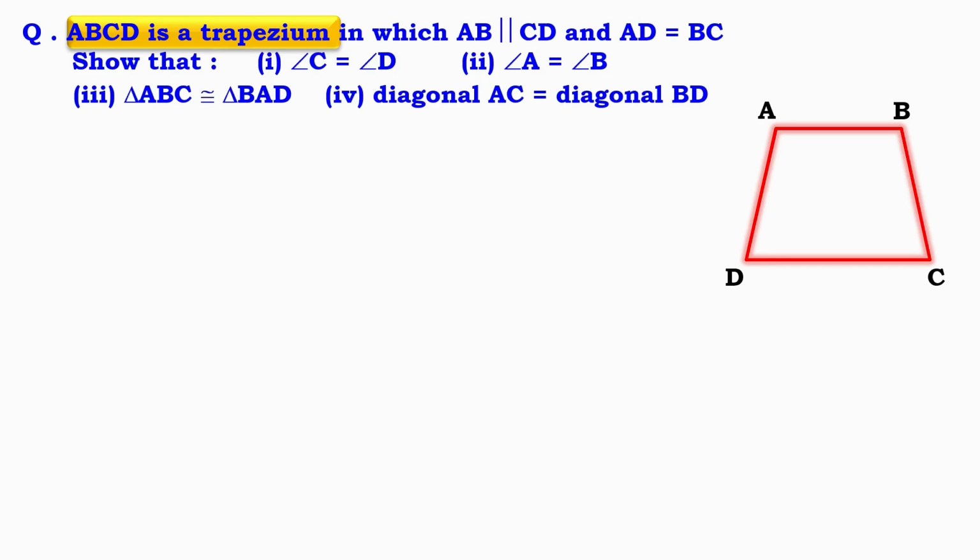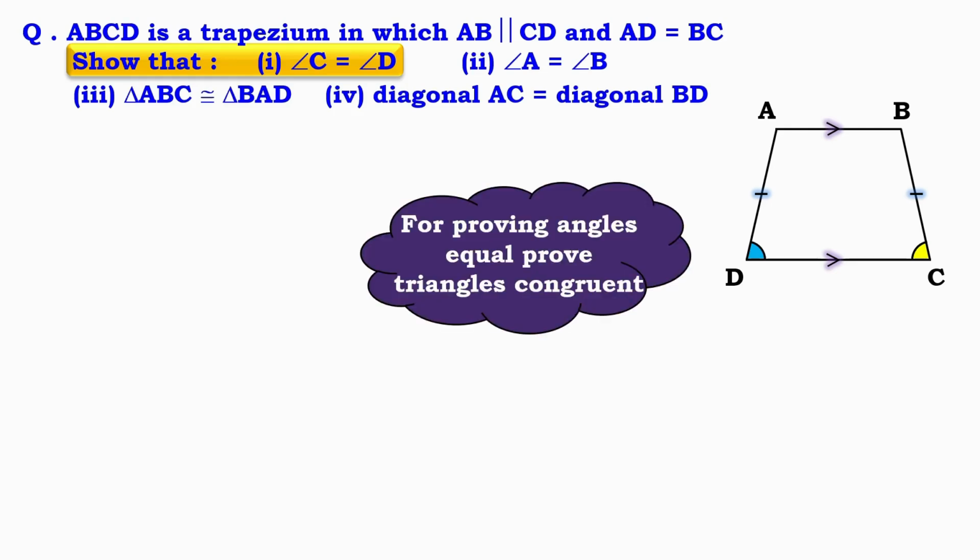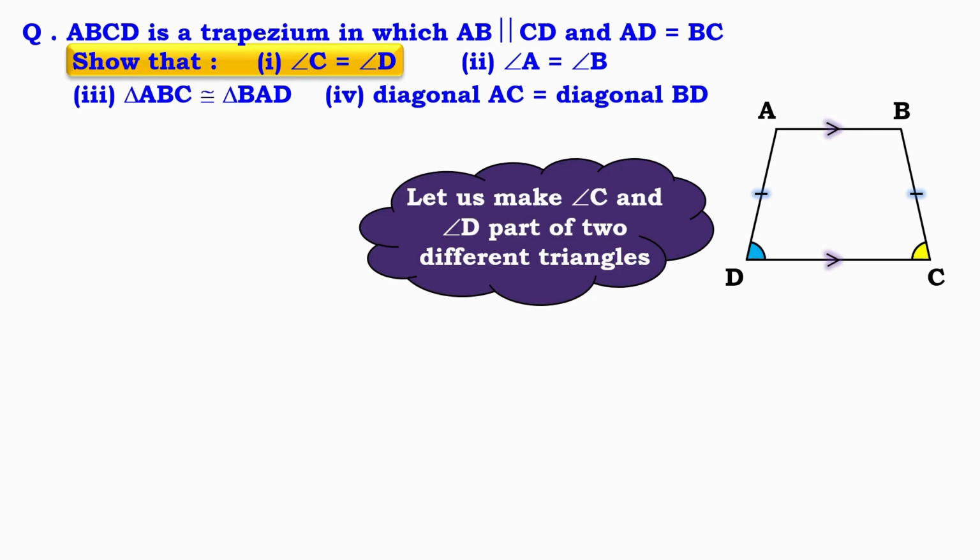Okay. Now what is given over here: ABCD is a trapezium where AB is parallel to CD and AD is equal to BC. Okay. What we need to prove is that angle C equals angle D. Okay, so for proving angles equal, prove triangles congruent. So first we need to prove the triangles are congruent. Now here you can see that there are no triangles, so we need to form the triangles now.